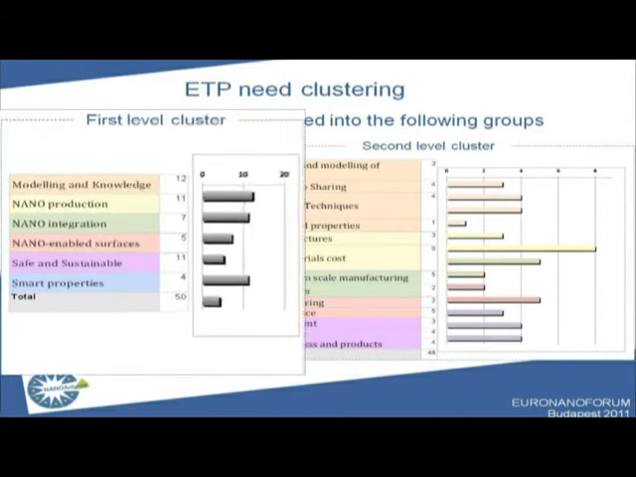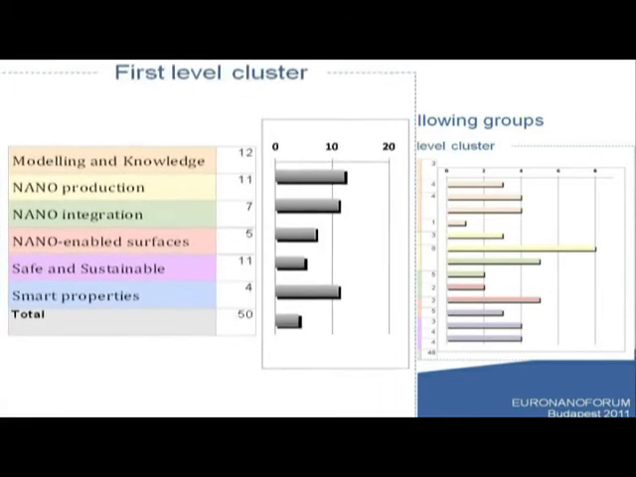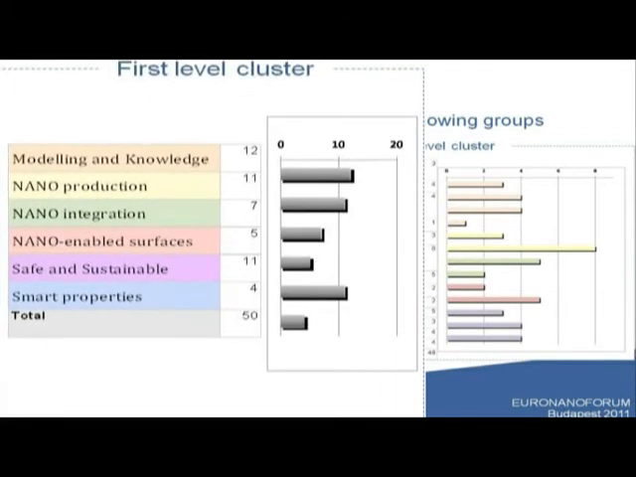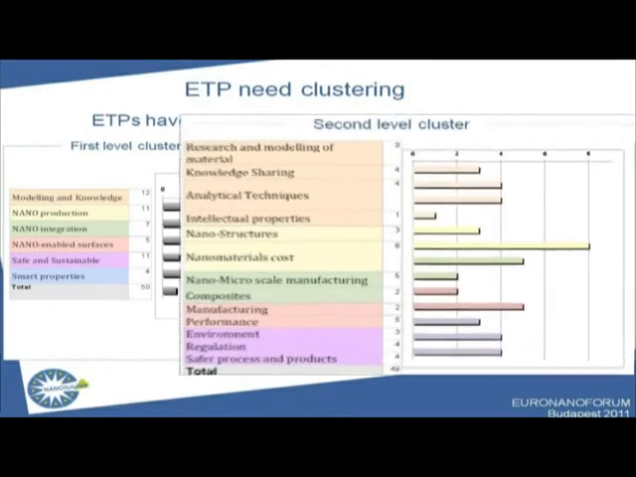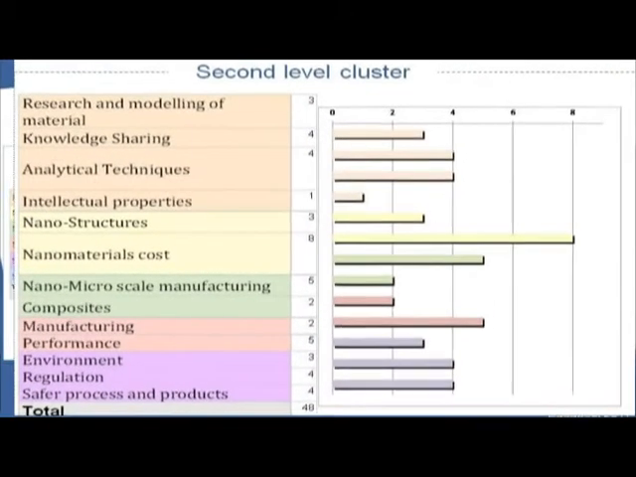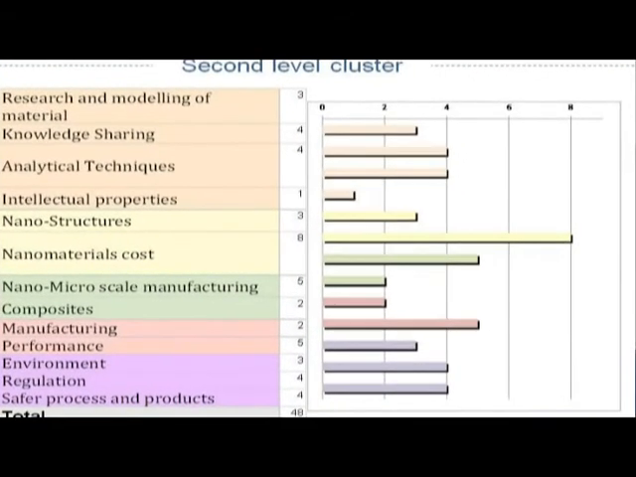We decided to cluster them first at a general level, what we call the first level cluster. You see we identified modeling and knowledge, nano production, nano integration, nano-enabled surfaces, safe and sustainable, and smart properties. Then to go deeper into the details, we decided to structure it at a second level. You can see in color the reference to the first level clustering. And this was the starting point.